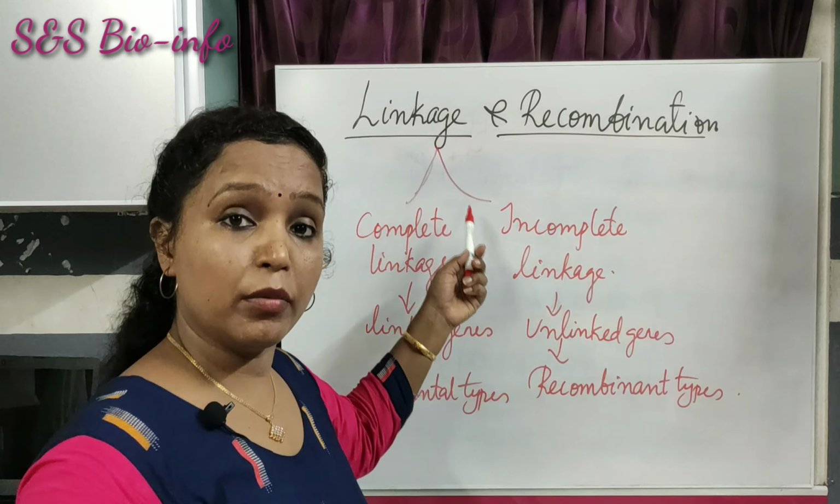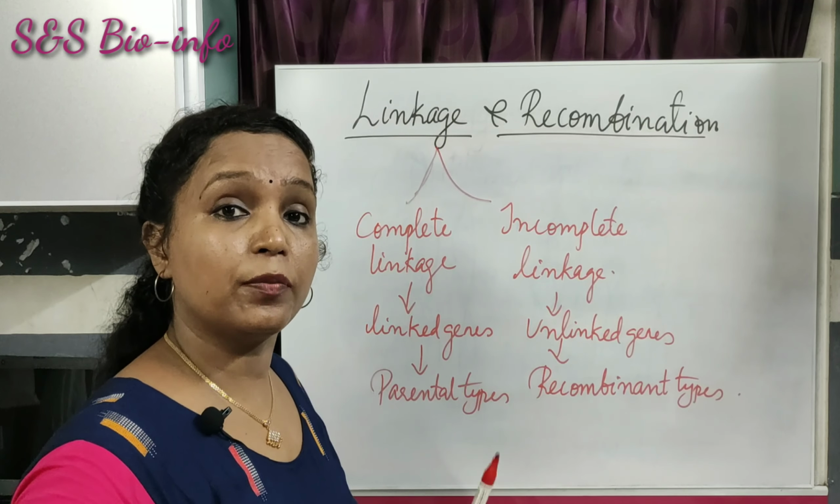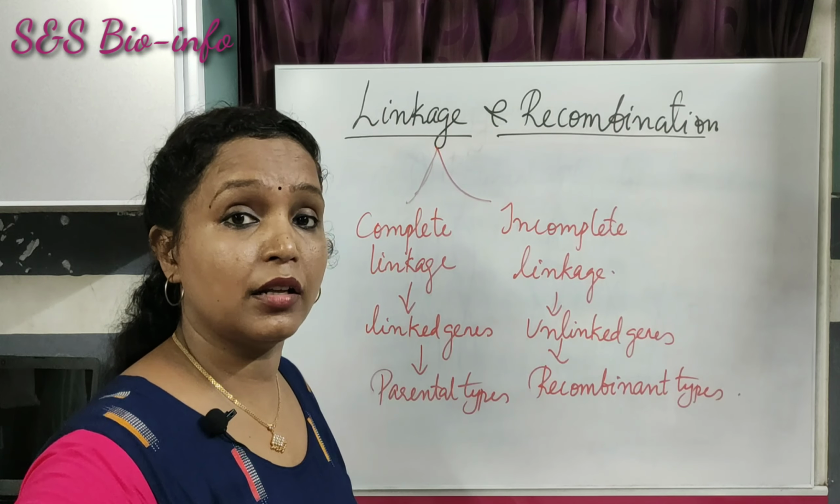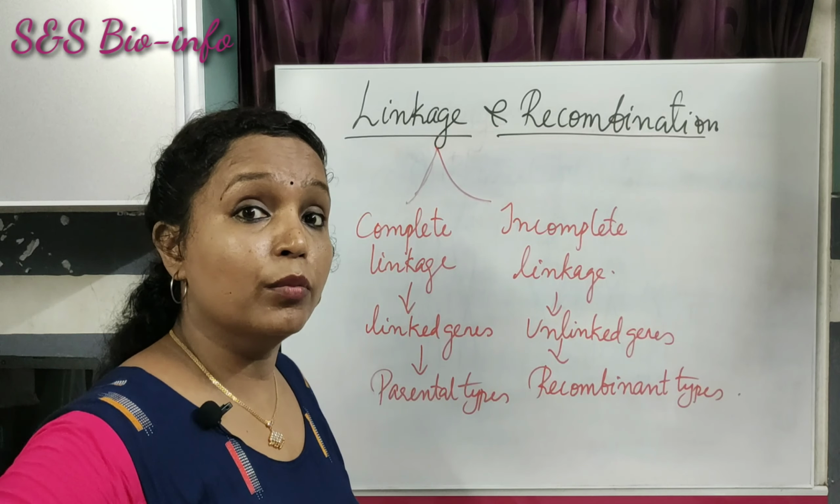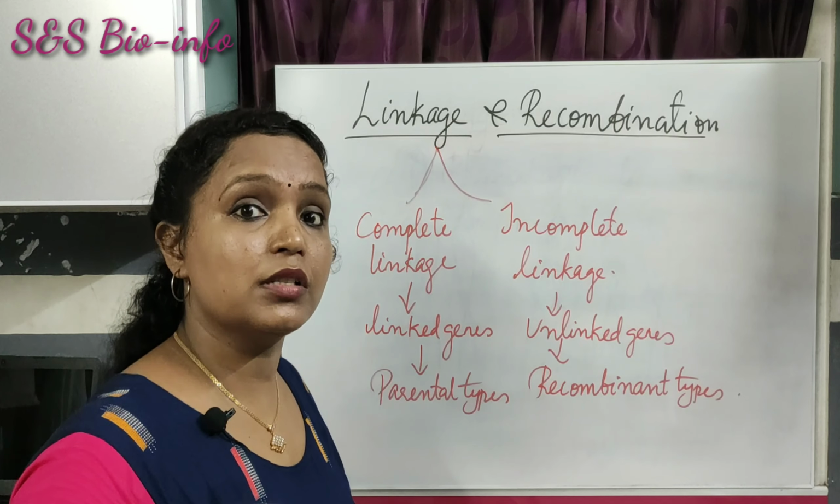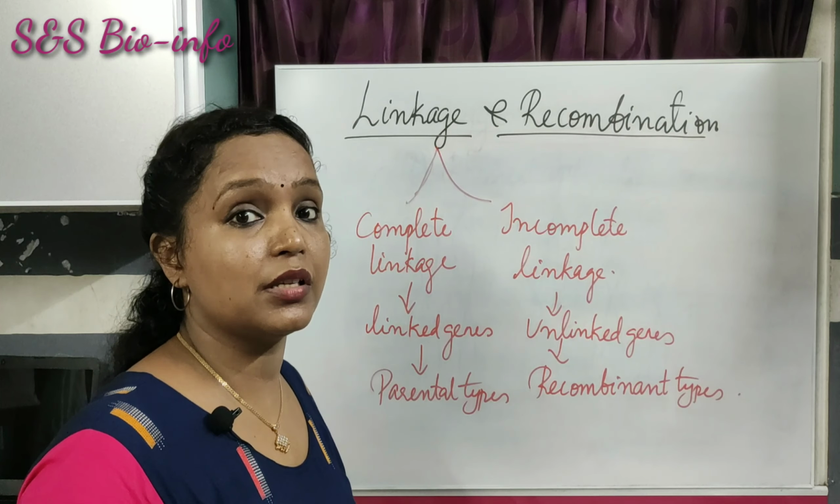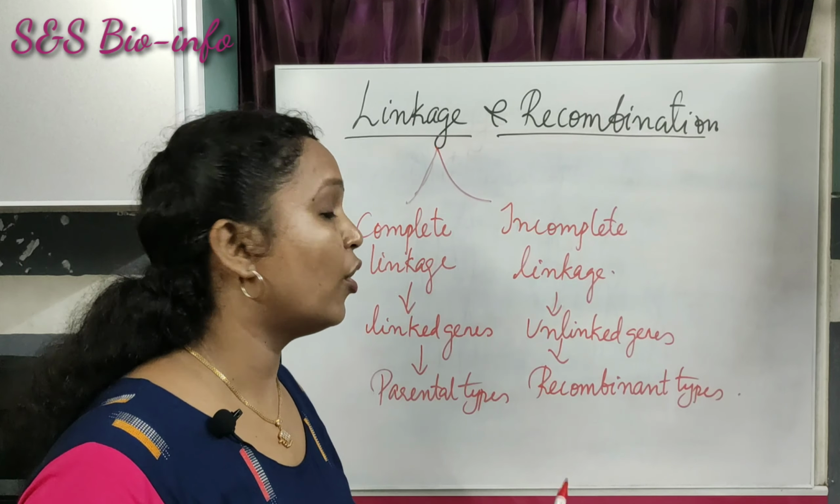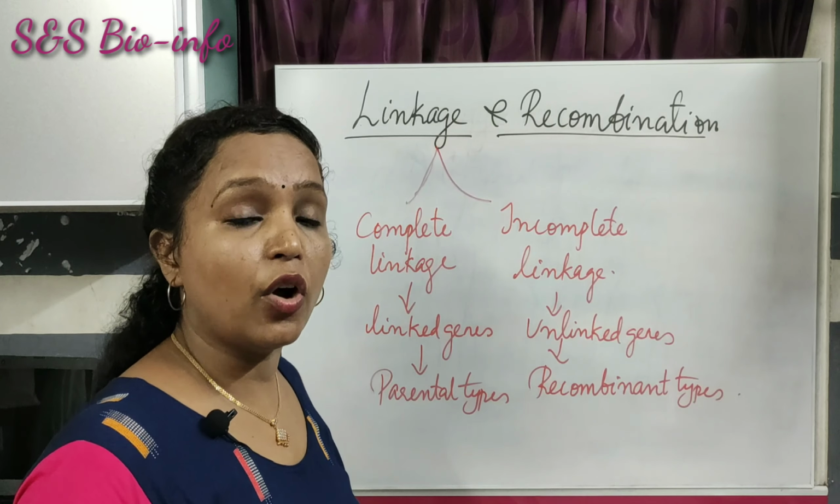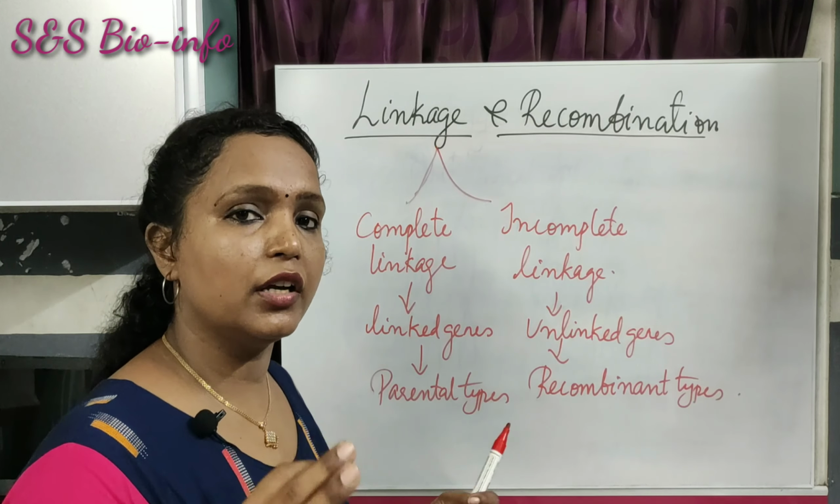Then what is recombination? It is the process of producing non-parental types because of a greater number of crossing overs in the homologous chromosomes, which creates variations in the traits. That is called the non-parental types or recombination. That process is called recombination.